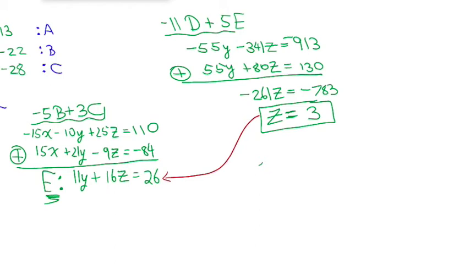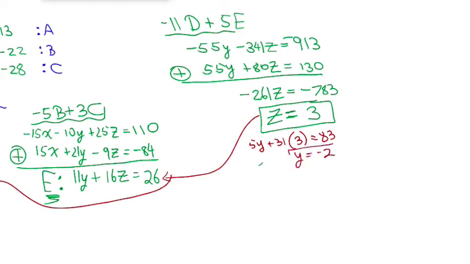Do you want to put it in D or E? D. All right, so this becomes 5Y plus 31 times Z, but Z is 3, is equal to 83. So 31 times 3 is 93. And if I subtract 93 across, that gives me negative 10. So Y equals negative 2. So there's 2 of my answers.